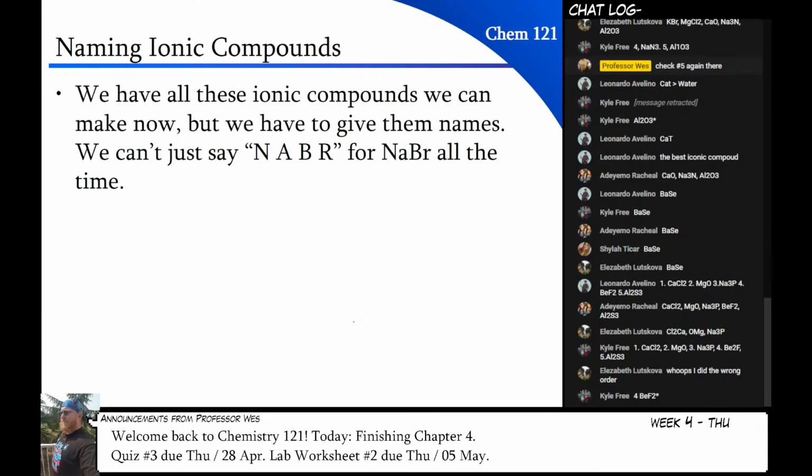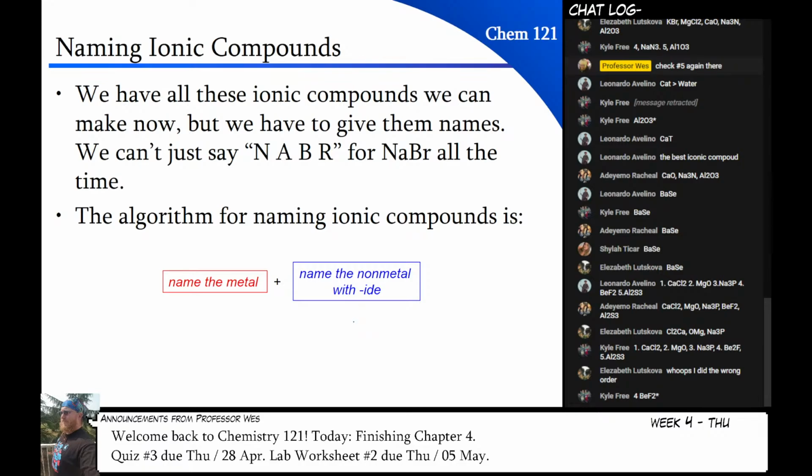Now, to name stuff, you can't just recite the letters. So, as much as it's convenient to say NaBr, we need to give these systematic names so that we don't accidentally confuse things when passing information to other people. So, in order to be clear about naming these compounds, we're going to establish a set of rules, and the rules look deceptively simple. You're going to name the metal, then you're going to add a space, and then you're going to name the nonmetal, but you're going to append the suffix "ide" to the end.